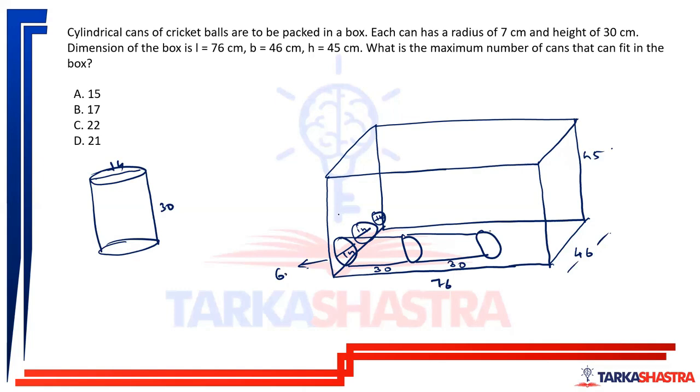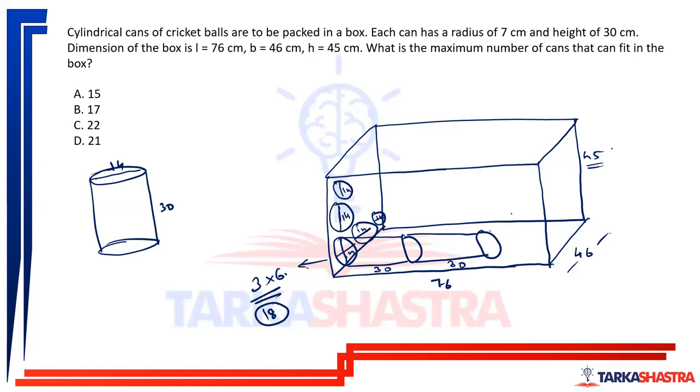Now above this, how many cylinders can I fill? I can have 1 and 2. This is 14. This is also 14. And this is also 14. Total is 42. And I have the height of 45. So for this 6, I can have 3 layers of 6. Okay, so that is already 18 for me. Okay, so I have put it like this.